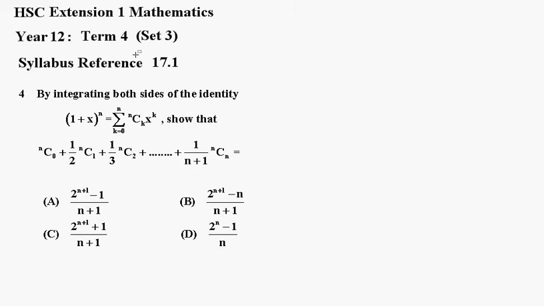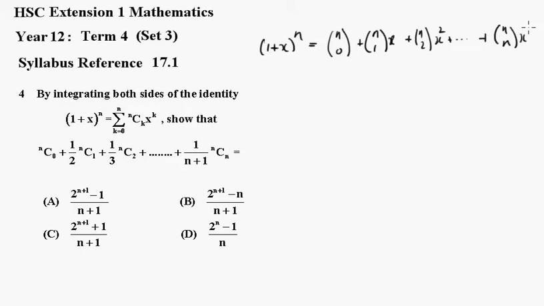So we've got the expansion. So we can see that (1 + x)^n is equal to this. The first one will be nC0 plus nC1 x plus nC2 x squared all the way along to nCn x to the n.